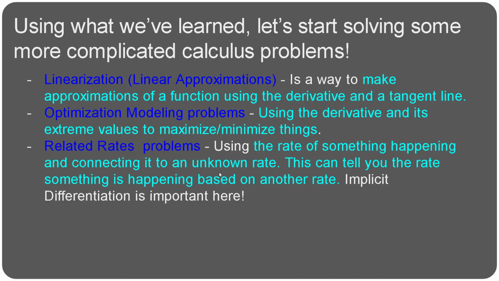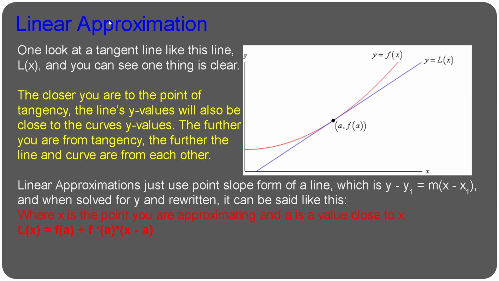And then related rates, the rate at which something is happening, and you connect it to a different rate, where implicit differentiation is important here. So what we're going to do is go over all three of these types of problems, and then we're going to look at an example problem. So let's start with linear approximation.